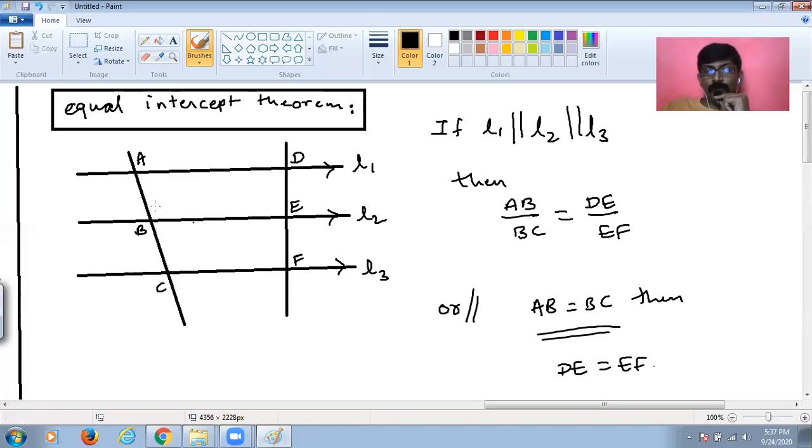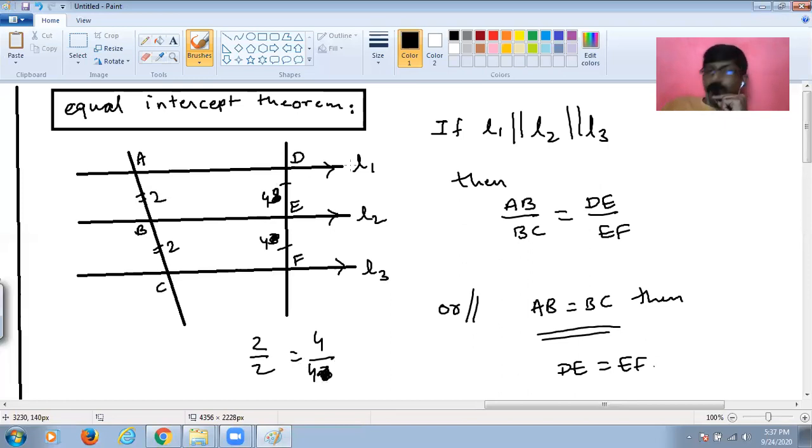Are in proportion means what? Suppose this is 2 and 2, then this can be 3 and 3 or 4 and 4 or 43 and 43. If these two are equal, then even these two have to be equal. Or else they can be in proportion. Suppose this is 2 and 2, then this can be 4 and 4. This is called in proportion. So AB upon BC, that is 2 upon 2, is equal to 4 upon 4. That is what we mean by proportion. You understood? 2 by 2 is the same as 4 by 4.